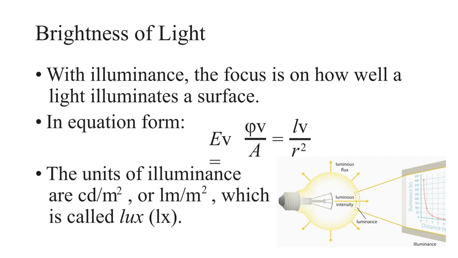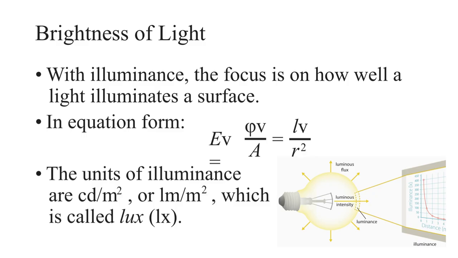What I want you to look at is the unit of illuminance. They've given it multiple ways: candela per meter squared, luminance per meter squared, but it is also called a lux. That is a new unit term. That is the unit for illuminance: lux, LX.